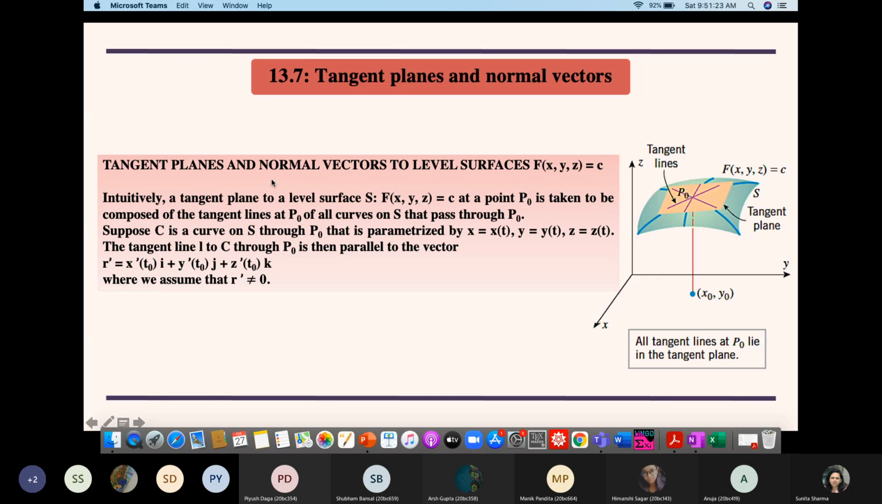Okay. So in this, basically, we'll first see what is the equation of a tangent plane to a surface like this, f(x,y,z) equals c, and then how to find the equation of the normal line to this particular plane. Okay, so we have a tangent plane.